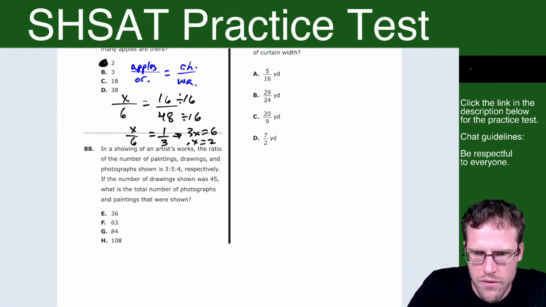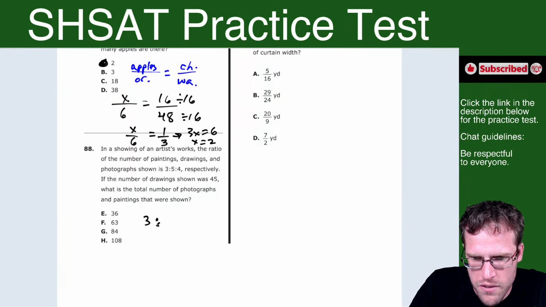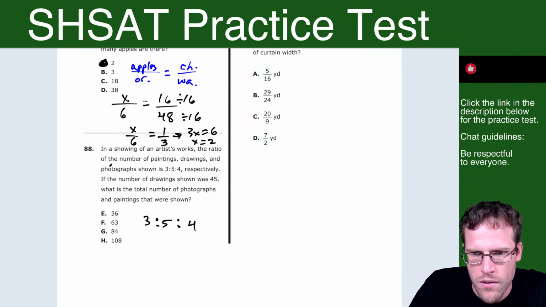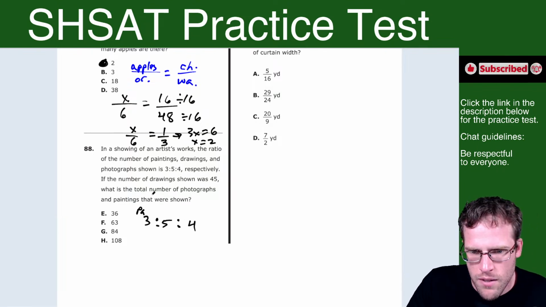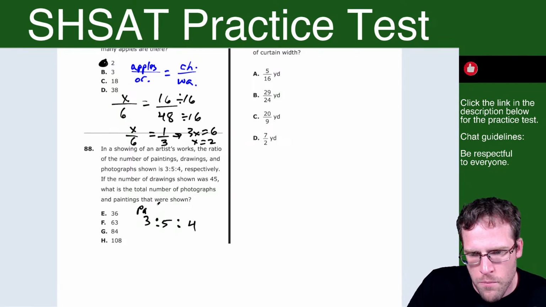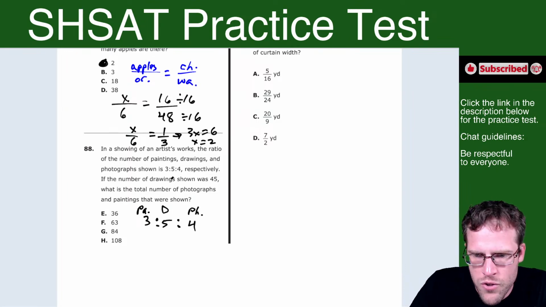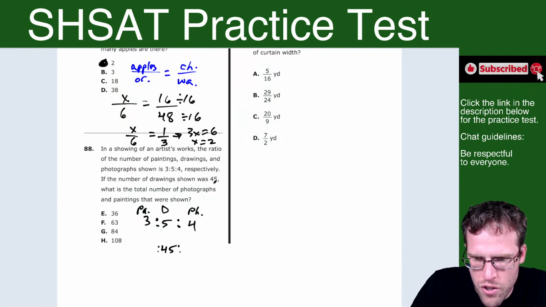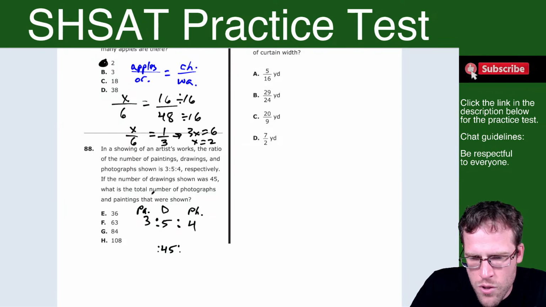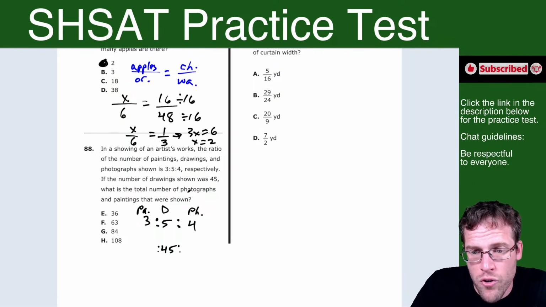All right, in a showing of an artist's work, the ratio of the number of paintings, drawings, and... Oh, so continued ratios. Here we go. 3 to 5 to 4. So paintings, drawings, and photographs. If the number of drawings shown was 45, so I'm just lining it up. You see how drawing is 45? I'm lining that up here. What is the total number of photographs and paintings?